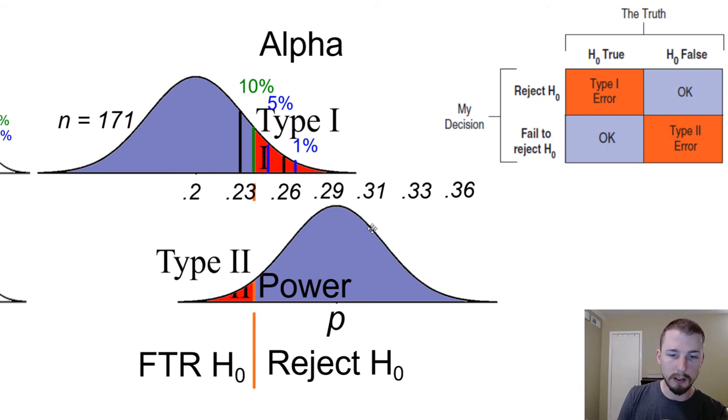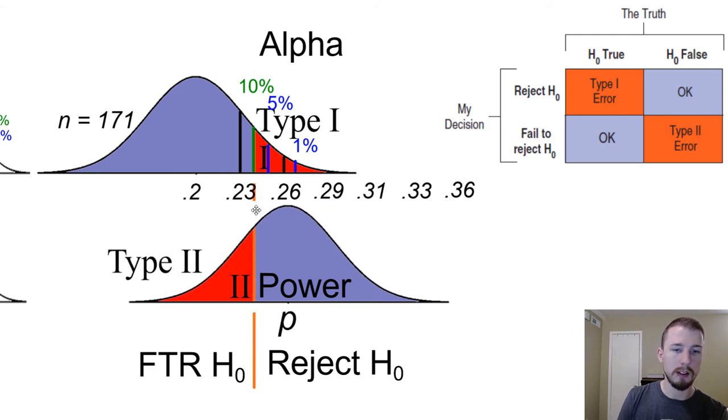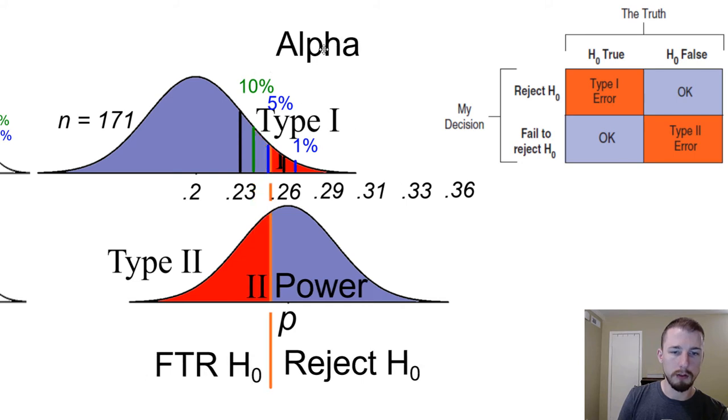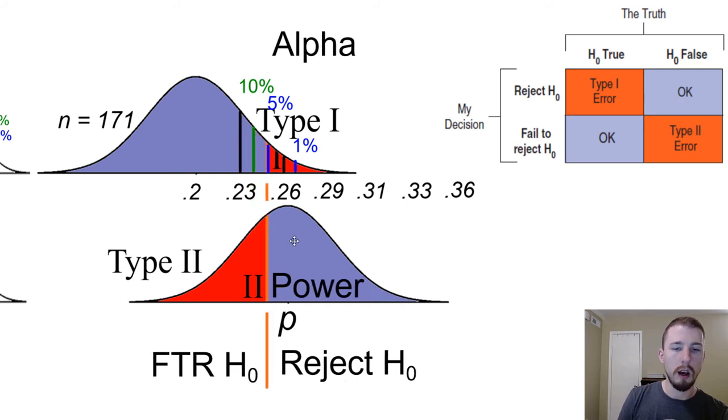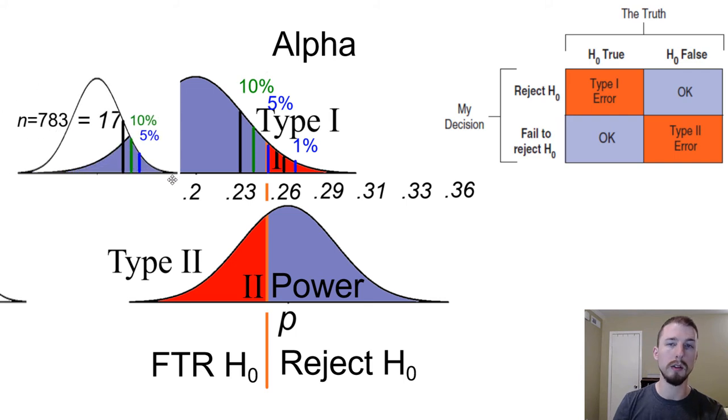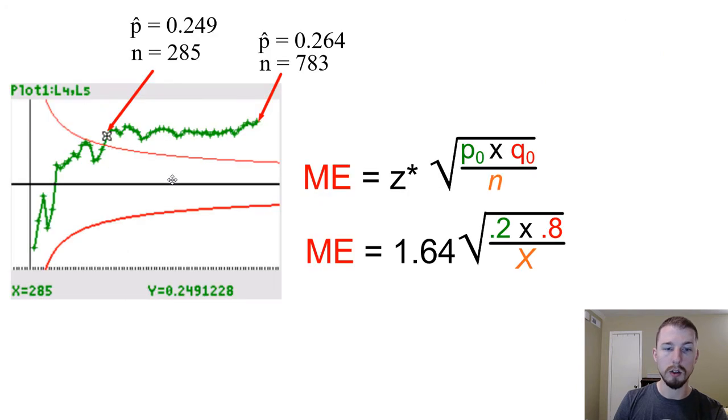So let's go back to the 26%. And let's say we did have 10% alpha, so 5% on both sides here. Let's say we wanted to be able to detect it more. We wanted a more powerful test. Well, one of the ways we can do that is by increasing the sample size. So what happens when we increase the sample size? Well, by the inverse square root law, it's going to decrease our margin of error, just like we saw here.